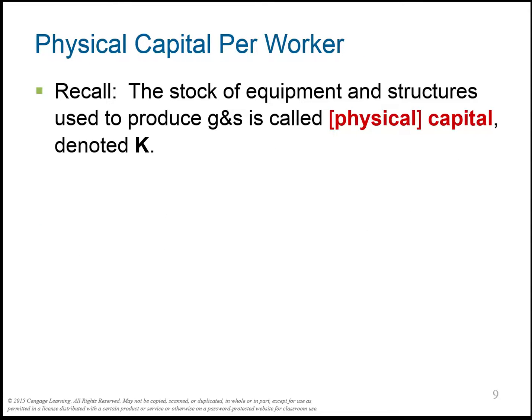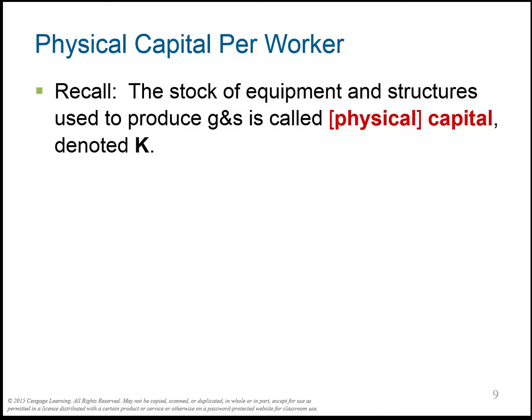Here's the first idea. Physical capital per worker, right? The amount of inputs that are of a mechanical form, like our structures, our tractors that are used to produce the goods and services, we'll call that physical capital. It's denoted K. I have physical in brackets here because sometimes we refer to it just as plain old capital, but right now I want you to understand that I'm talking about actual physical capital like machines or computers or something like that. So we'll call that big K.